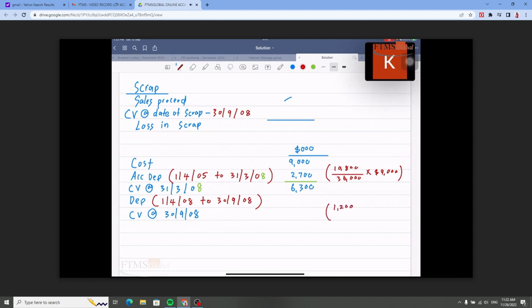So 1002 over 36. Okay, same thing, multiply by 9,000. Right, so 1002 divided by 36, then multiply by 9,000. I will get about 300. Okay, then that's it. We have what we want already, which is the carrying value at the date of scrap. Carrying value at date of scrap is 6,000.